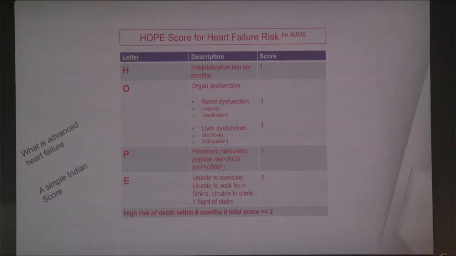So if any of these are positive, we have found that in the next 6 months, the patient is at high risk for mortality. We're now starting to validate this. In a database of more than 200 patients, we found that this had a very high sensitivity and specificity for mortality, and now we're trying to validate it. It's very simple to use, very easy to remember.